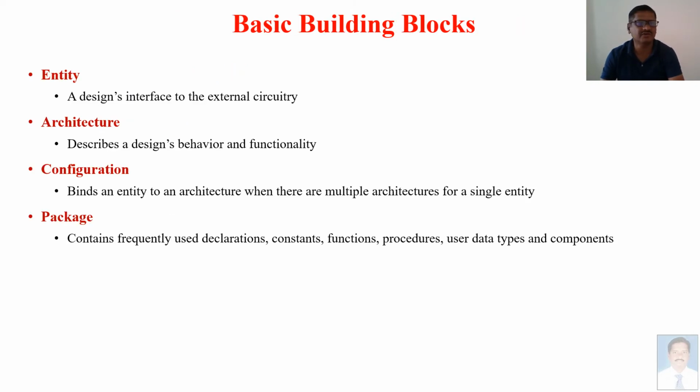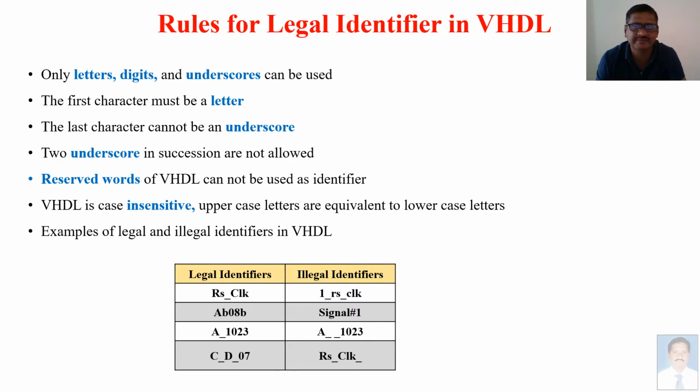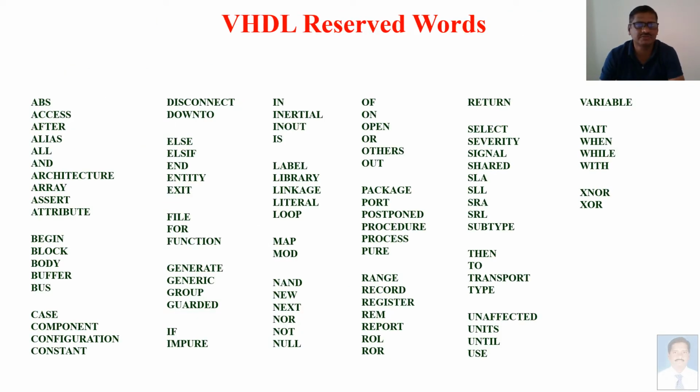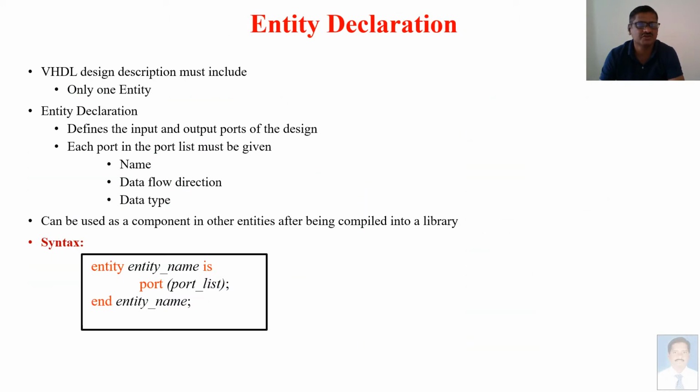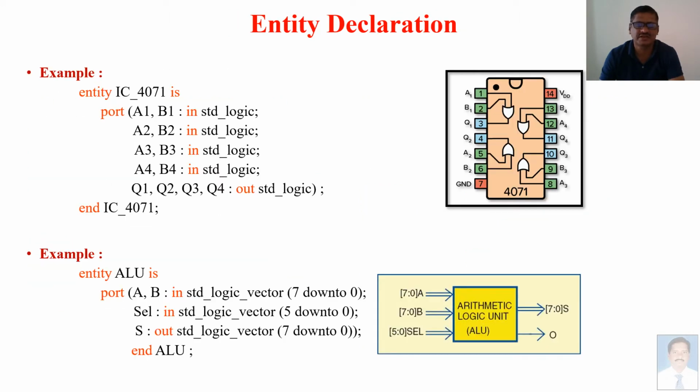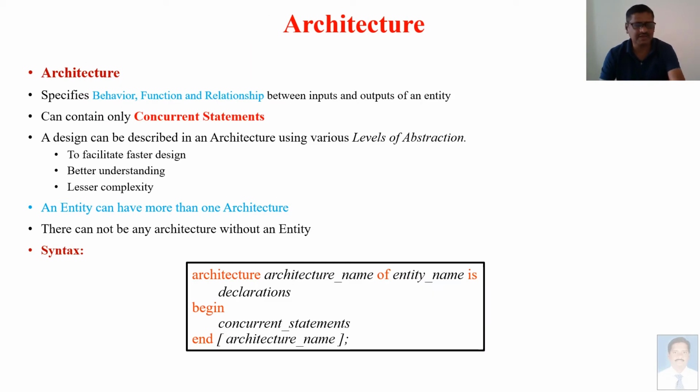In this case we discussed the basics of the entity, then architecture, then configuration, and then packages. We also discussed in detail the rules for legal identifiers, the reserved words of the VHDL language, then entity declaration and examples of the entity declaration. Now we will discuss the architectures.